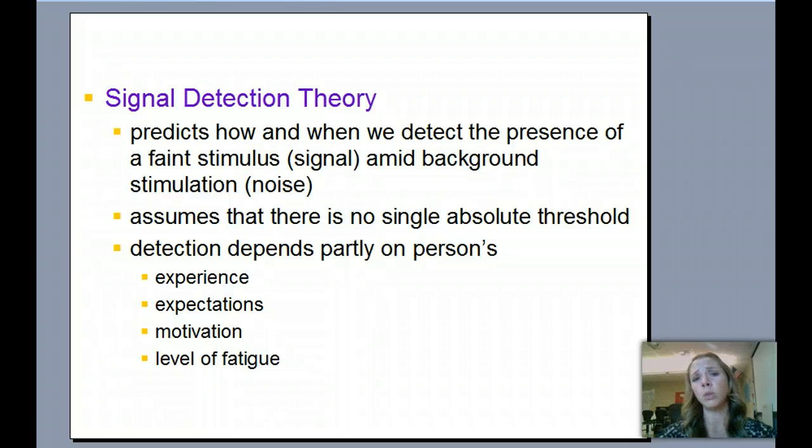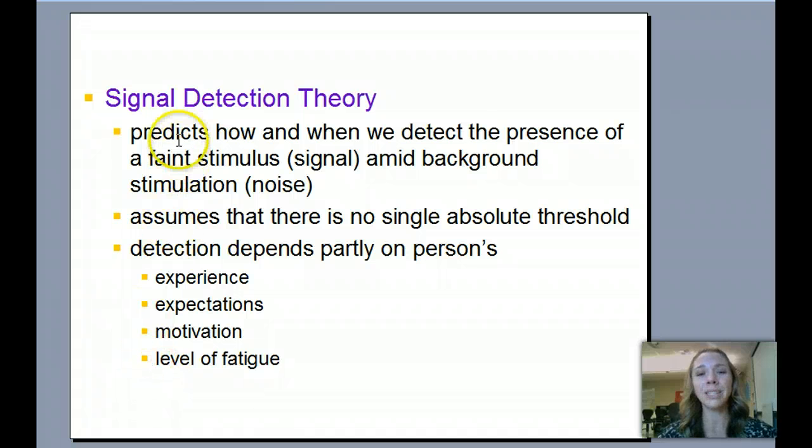Versus maybe you're listening to music, you're not expecting a text message, and your mom texts you, and you look at your phone an hour later and you're like, oh, how did I not hear that? Okay, the sound was the same, right? It was the same loudness. You just didn't hear it because you weren't expecting it. All right, your motivation. If you're expecting a text message from someone you like, if you're really motivated to hear something, you are more likely to hear it. And then always, how tired you are has an effect on this threshold.